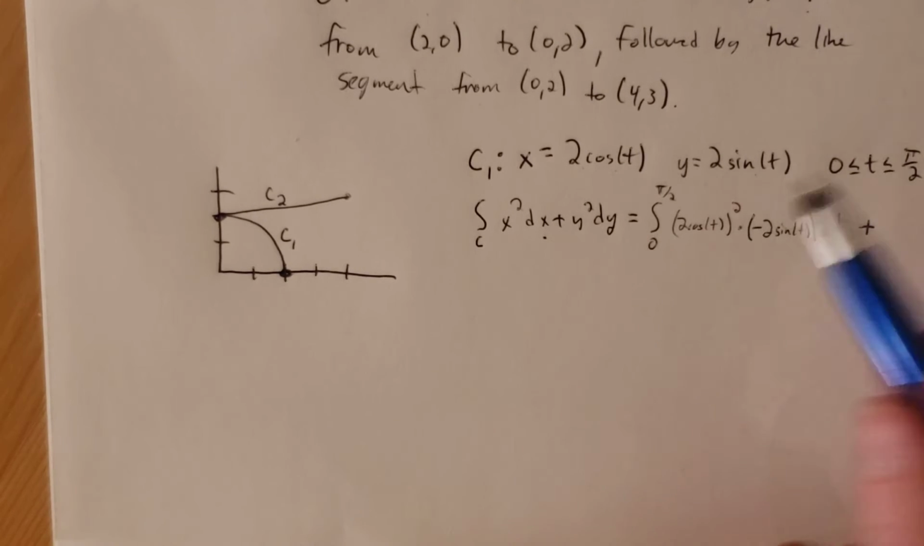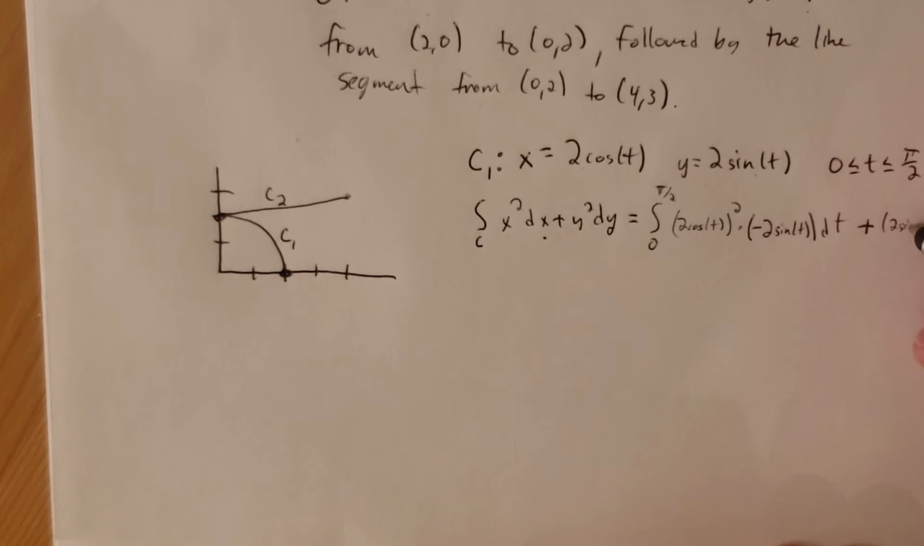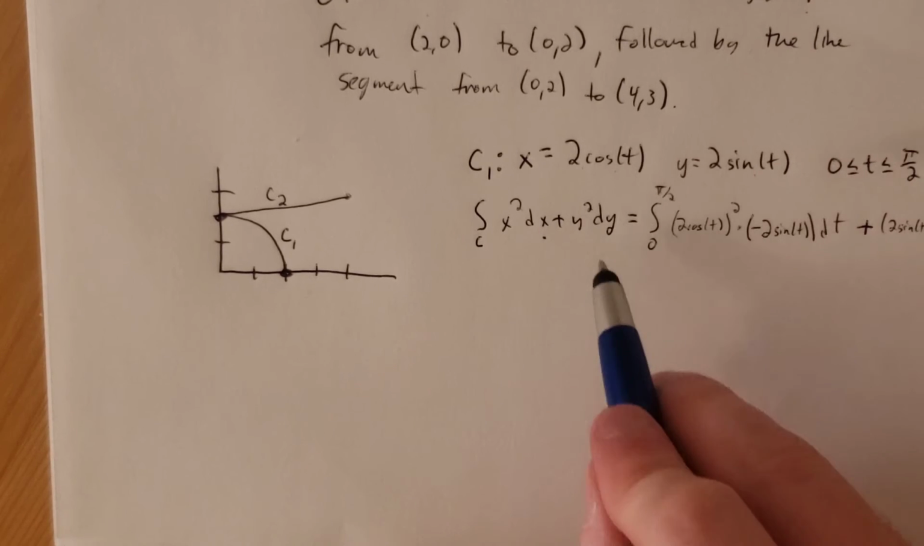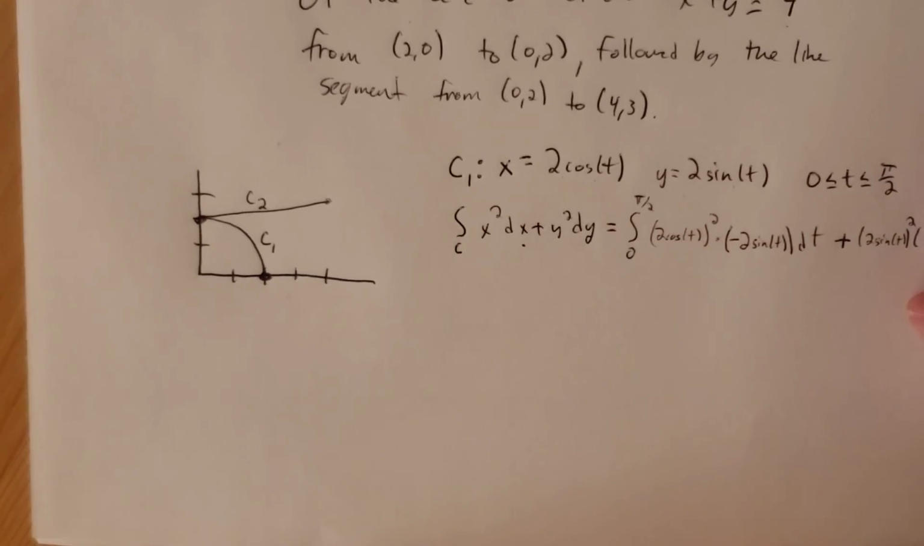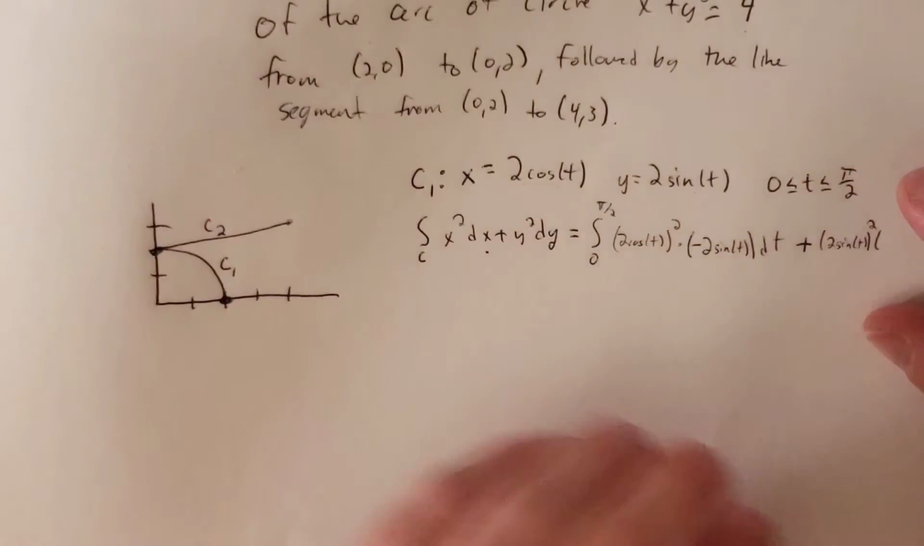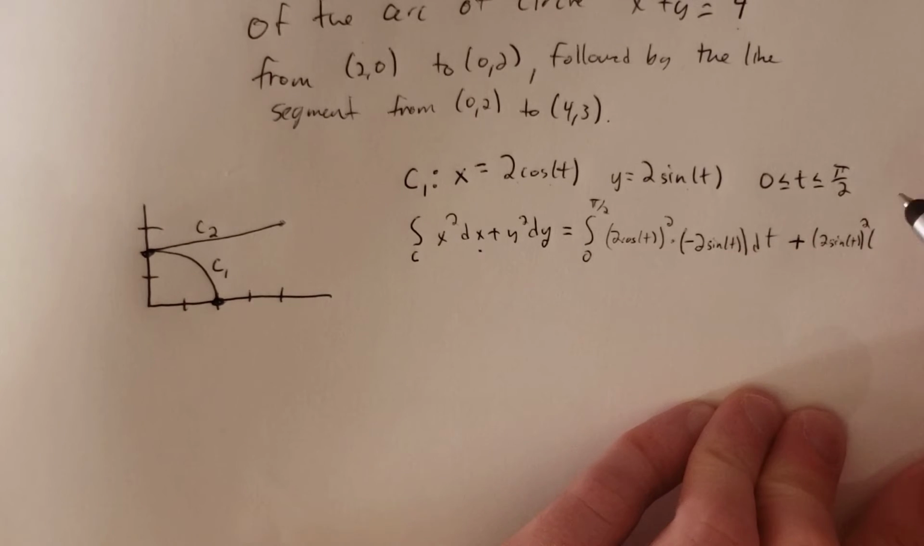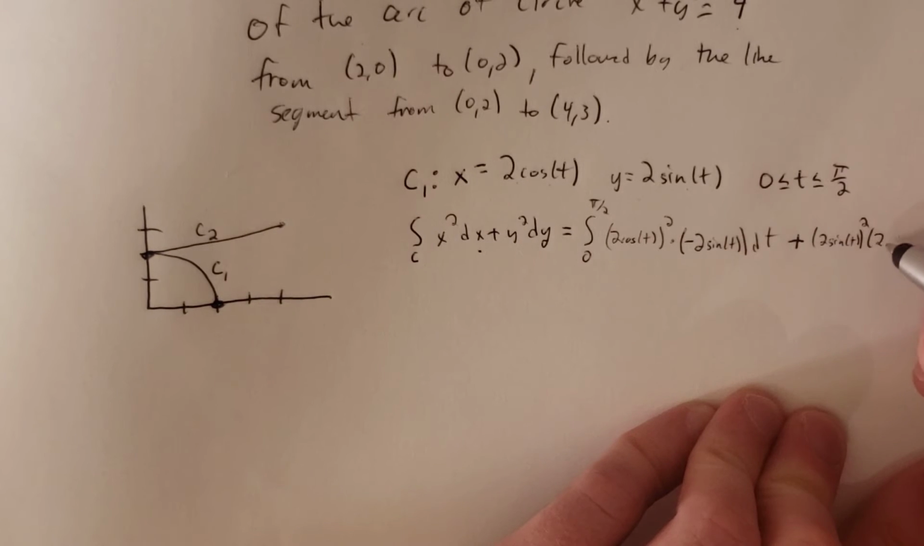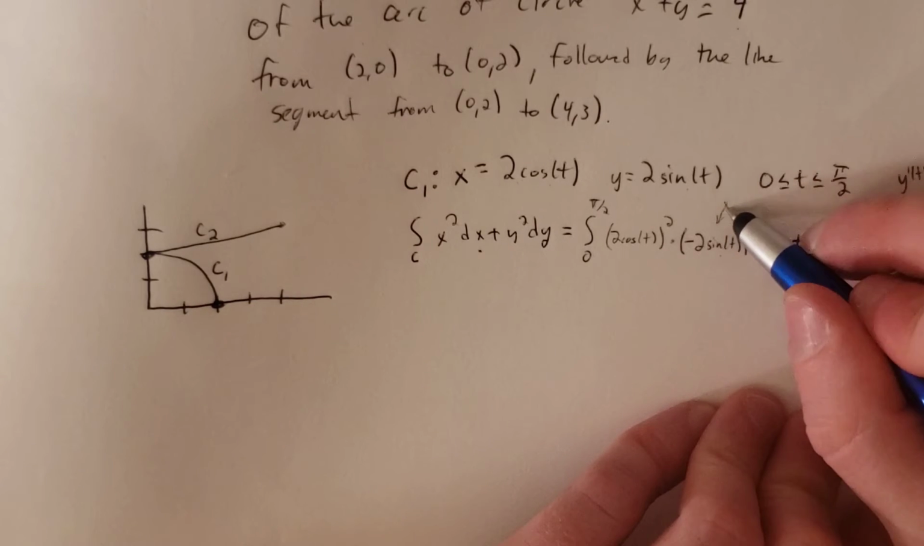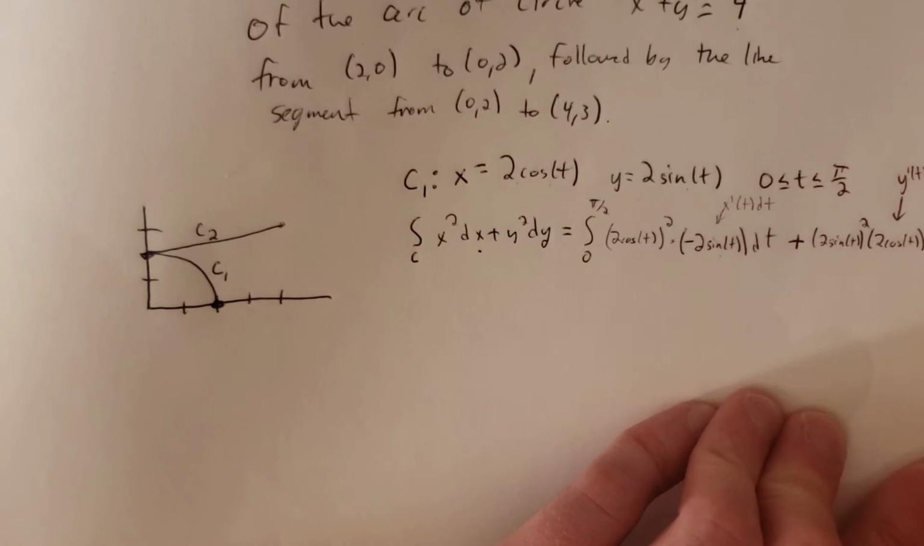Y squared dy. Y squared is 2 sine of t squared, times dy, which is y prime dt. What is y prime? That is 2 cosine of t dt. So this is y prime of t dt, and this right here was x prime of t dt.